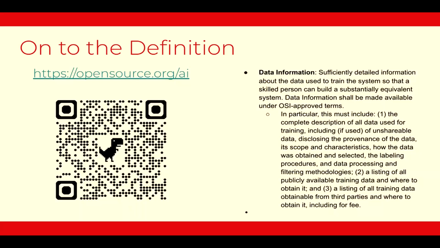You have to have a listing of all publicly available data and where you can get it, and a listing of all training data obtainable from third parties, and where to obtain it, including resources you have to pay for. So there's no way that this is disclosing all of the data. I'm sorry, it's disclosing all of the open data. It's not disclosing all of the data used. And that's a really interesting point from open source. So let's take a look at why this might be so. Because I had a real headache with this the first couple of times I read it. And then you start thinking about it, and you can start seeing where it comes from.